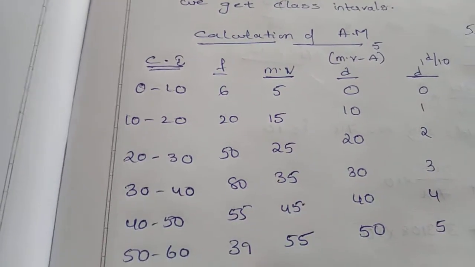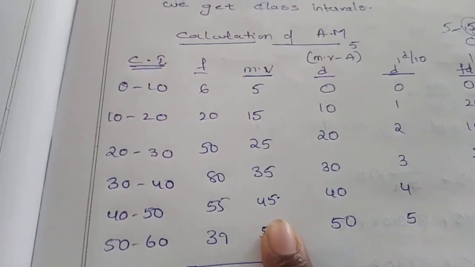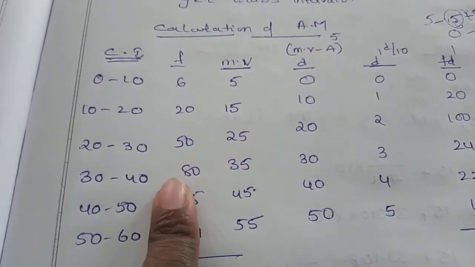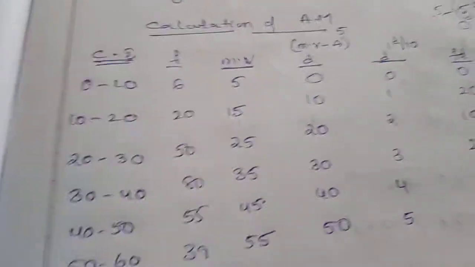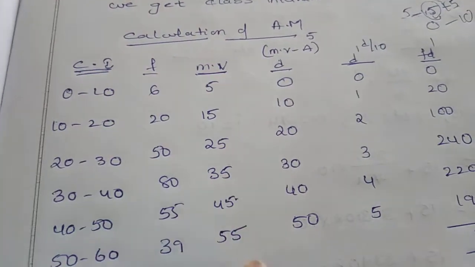Afterward, the frequency which is given in the question, that frequency you have to take. And the remaining problem is the same. Again, mid values. Okay, mid values you know, na? 0 plus 10 by 2, 10 plus 20 by 2, or if in the question he has given the mid values, then directly you can take them, or else as I have done in the previous questions, 0 plus 10 by 2, 10 plus 20 by 2, that way you have to do.